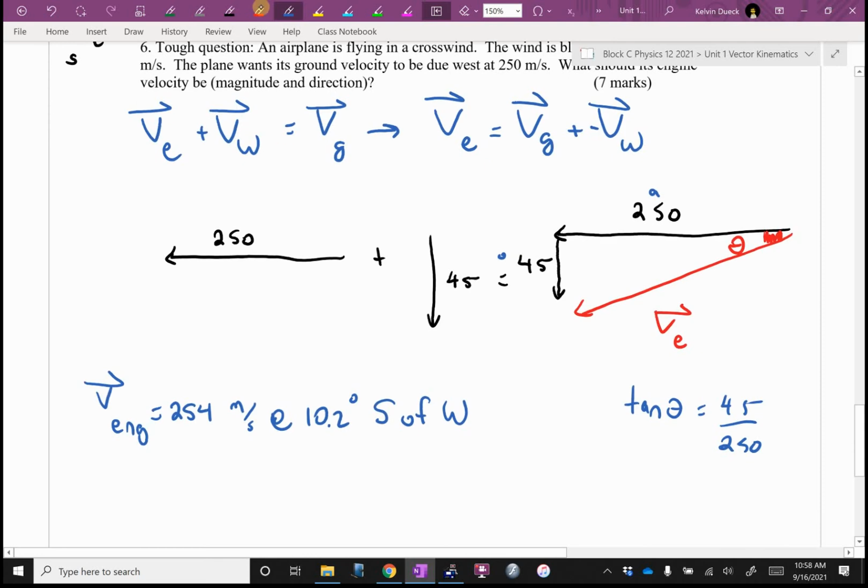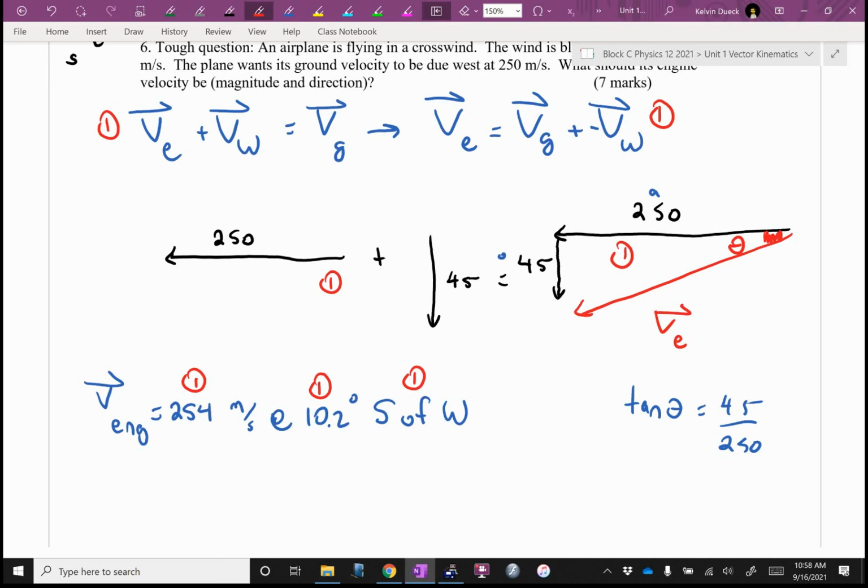Otherwise, here's how I would give out the part marks. I would give 1 mark if I saw the 254. I would give 1 mark if I saw the 10.2. I would give 1 mark for the south of west. I would give 1 mark if I saw that equation. I would give 1 mark if I saw that you had realized that it was plus negative. Now we're up to 5 marks. I would give you 1 mark if I saw that picture, and I would give you 1 mark for the vector triangle. That's how I would give out the part marks for 7 marks. But if you got the right answer, 7 out of 7.